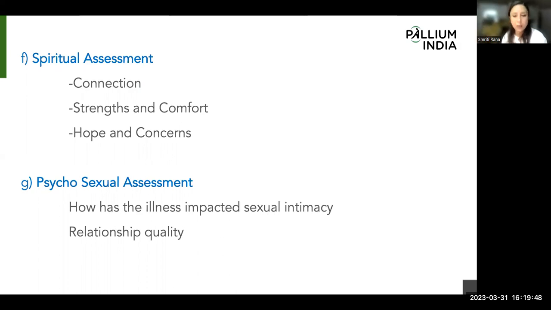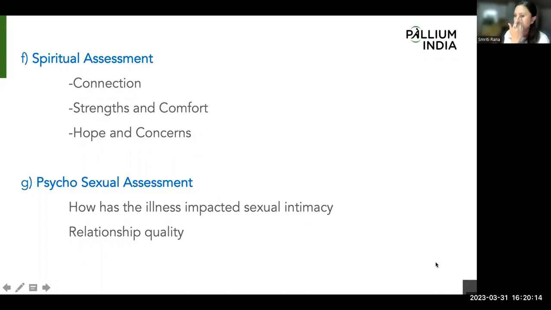For some of you, it might be music. For some of you, it might be going out hiking. For some of you, it might be your friends. For some of you, it might be spending time with a pet. Okay. And that is your spiritual assessment. What is important to this person in terms of how they connect with the world around them, where they find meaning, where do they get their strength from, what are their hopes, what are their concerns at the moment.